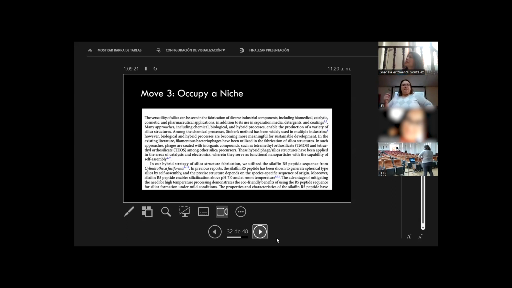In the existing literature, filamentous bacteriophages have been utilized in the fabrication of silica structures. In such approaches, phages are coated with inorganic compounds such as tetramethylorthosilicate, maybe, and TEOS, among other silica precursors. These hybrid phage silica structures have been applied in areas of catalysis and electronics, where they serve as functional nanoparticles with the capability of self-assembly. In our hybrid strategy of silica structure fabrication, we utilize the silaffin R5 peptide sequence from Cylindrotheca fusiformis. Just saying words, it's fine.